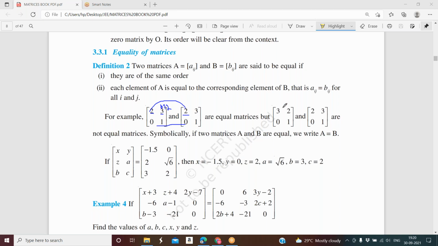But these two matrices are not equal because here A11 is not equal to B11 and A12 is not equal to B12. So symbolically, if two matrices A and B are equal, then we write A equals B. See this example, the matrix X, Y, Z, A, B, C is equal to some matrix given on the right hand side. From this, what can we say? If these two matrices are equal, then X is equal to minus 1.5, Y equal to 0, Z equal to 2, A equal to root 6, B equal to 3 and C equal to 2, provided these two matrices are equal.